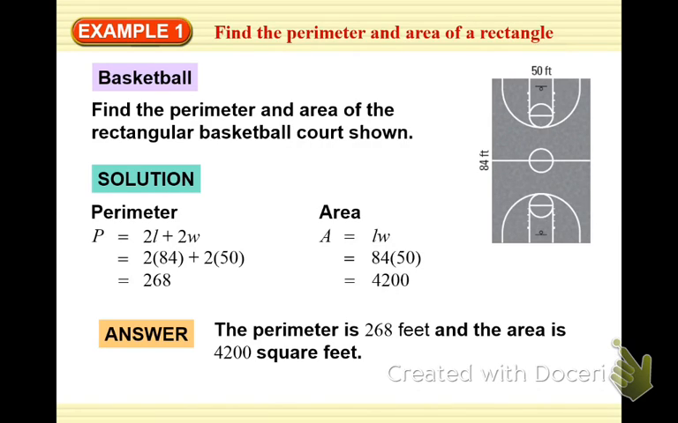Again, I did make a big deal in class about units, so be careful. The perimeter is 268 feet. The area is 4,200 square feet, or of course written as feet squared. Just make sure you watch your units. We want to make sure that we attach these all the time.